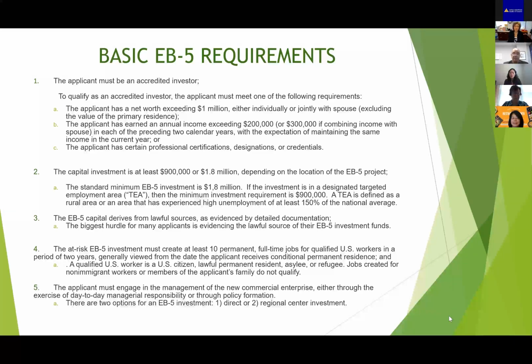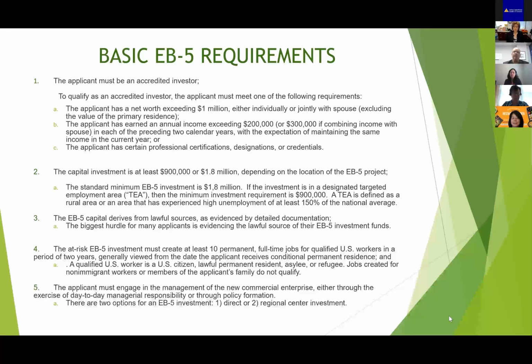One of the requirements is that the EB-5 investment must create at least 10 permanent jobs for qualified workers over a period of 2 years. This is generally viewed from the date that one receives conditional permanent residency or the approval of your personal application for the EB-5 visa.